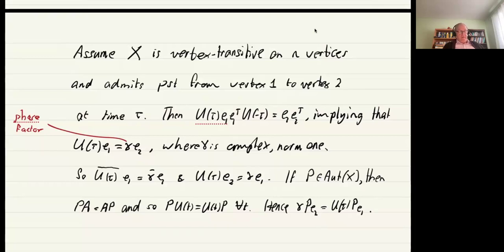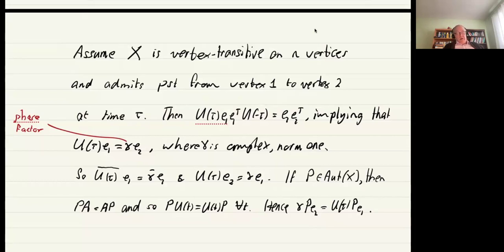This is our phase vector coming back again. And as before, since U(t) is unitary, this is going to have norm 1, although you need this. I can't argue that it's an eigenvalue in this case, but anyway, so it's going to be complex norm 1.